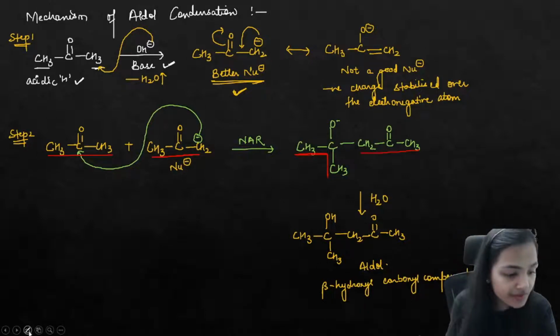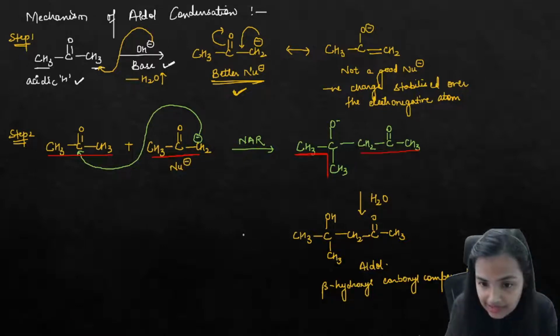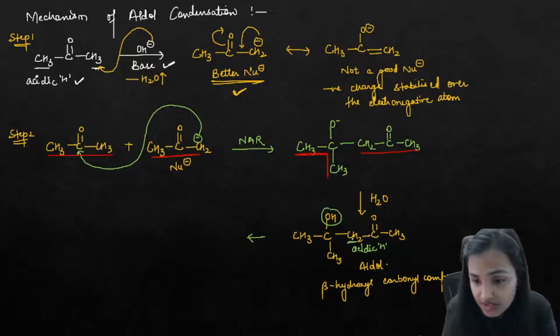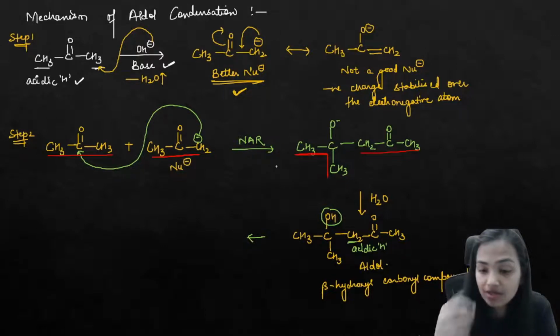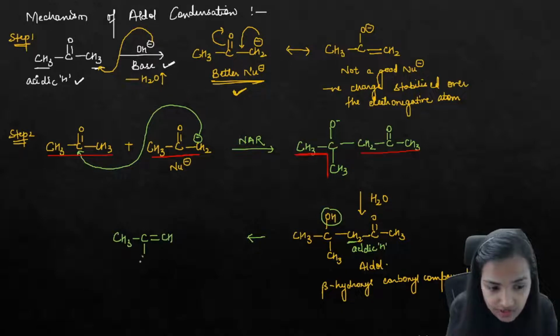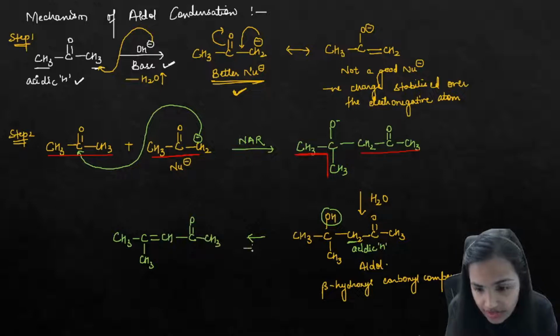Now, if you figure it out in another way, that is, if I do the elimination of water, I would say that okay, I am having one more acidic hydrogen. So if you have this acidic hydrogen and this OH, which can be protonated and become a good leaving group, then ultimately, in the presence of a base, the base will abstract the proton, and so ultimately we will be getting CH3 C double bond CH C double bond O CH3 by the elimination of water.